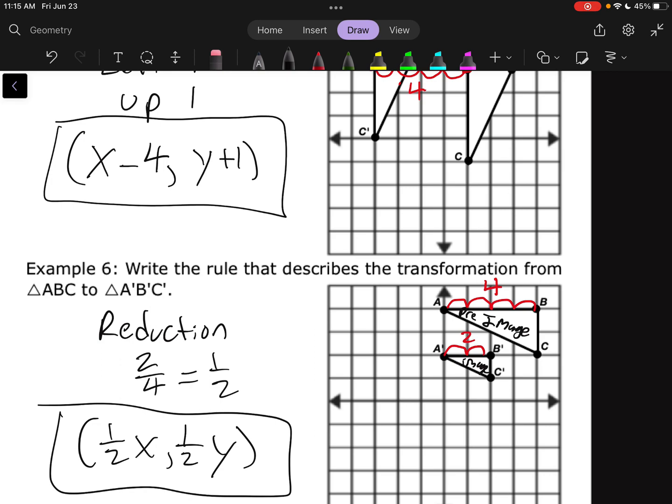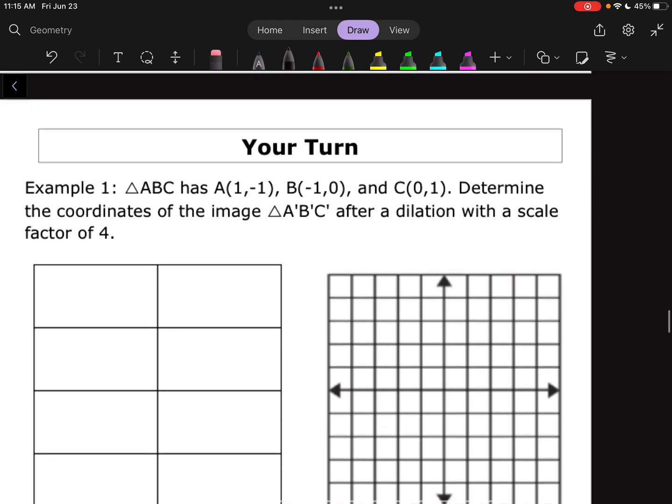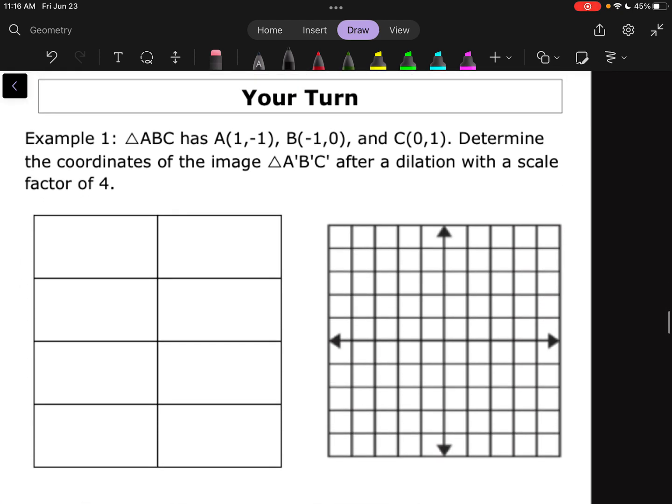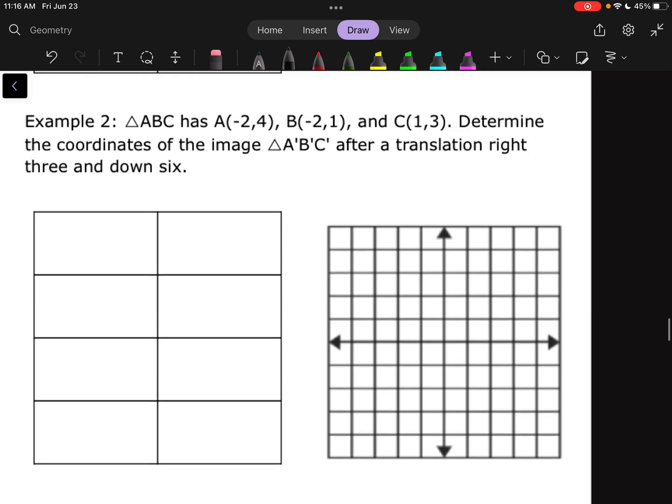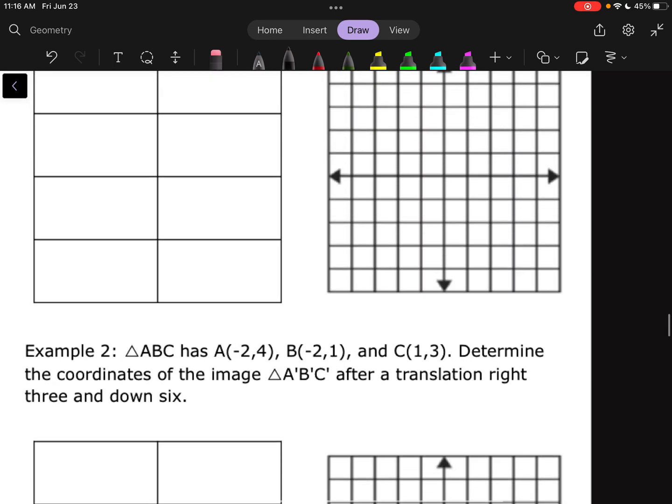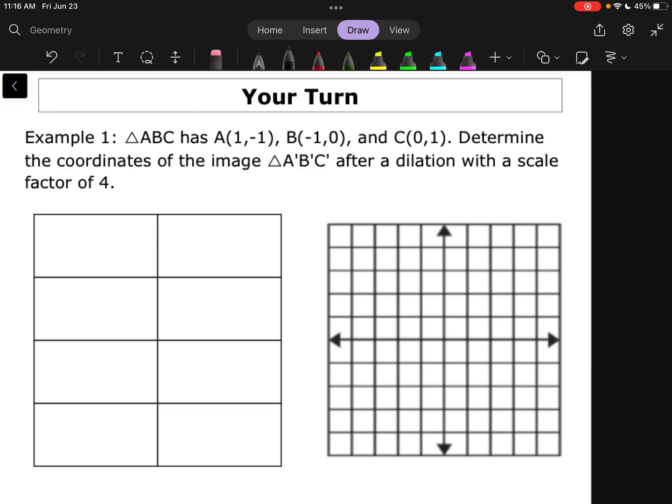All right, so y'all's turn to try. You've got one dilation here, you've got one translation to try. So give those a shot, and then come back and see how you did.